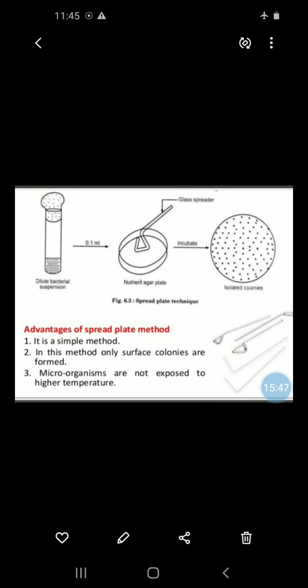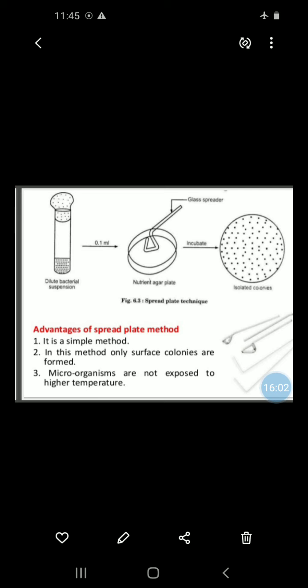Dilute the bacterial sample. 0.1 ml of sample is taken and spread on a nutrient agar plate with the help of what? A glass spreader, and this spreader should be sterile. Then incubation, and afterwards we can observe the colonies on the agar surface.